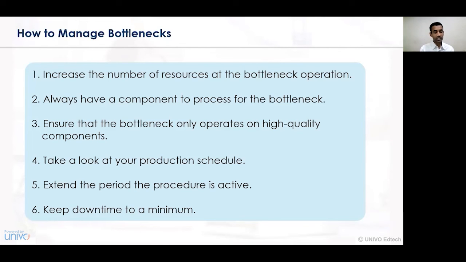Number one, increasing the number of resources at the bottlenecks, always having a component to process for the bottleneck, ensuring that the bottleneck only operates on high quality components. Take a look at your production schedule, extend the period the production is active, and lastly, keep the downtime to a minimum. So these are the various steps and strategies which will help an organization reduce the number of bottlenecks.